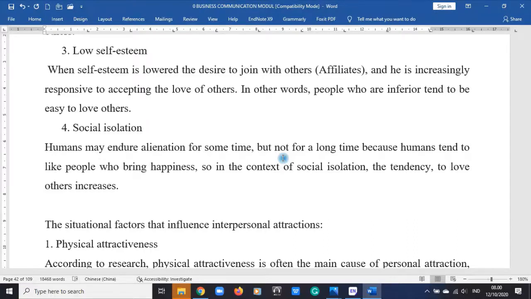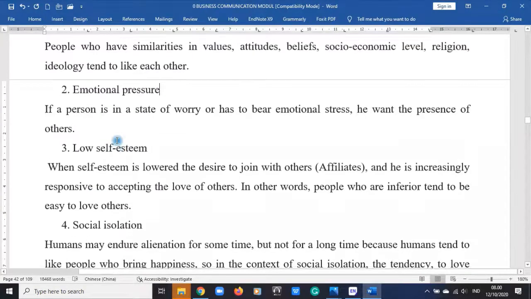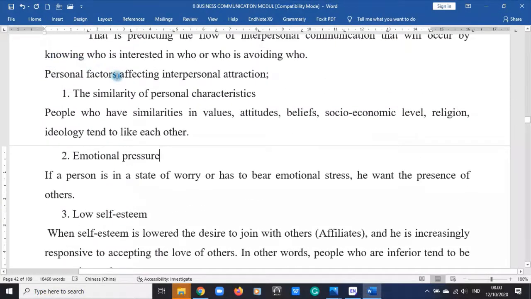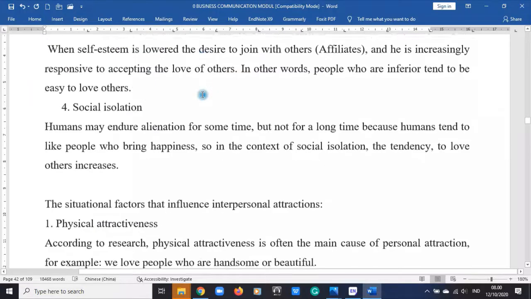For those who are in despair, for you who have this kind of isolation, you will miss any other people, any friends, any specific friends. That's why when you are in this stage, you will feel like, I love people more. I will enjoy it if people are around me right now. Those are the personal factors that can affect our interpersonal attraction.